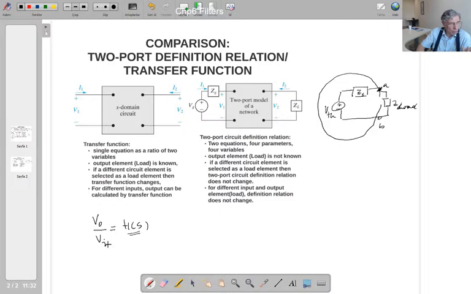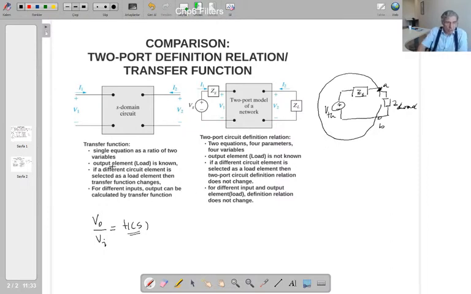So that means for different Vi's, I can calculate the load voltage and current. In this one, this is excluded and this is excluded. Both the input source and the loads are excluded. So that's the difference between this two-port system, the transfer function and the Thevenin equivalent circuit.